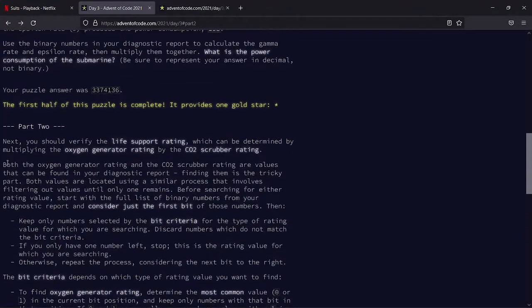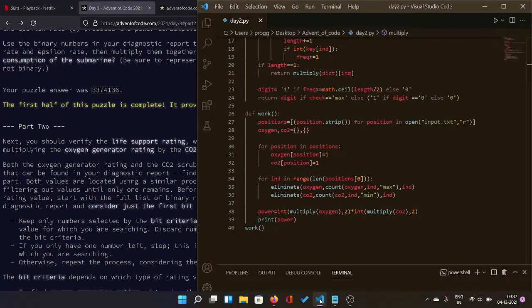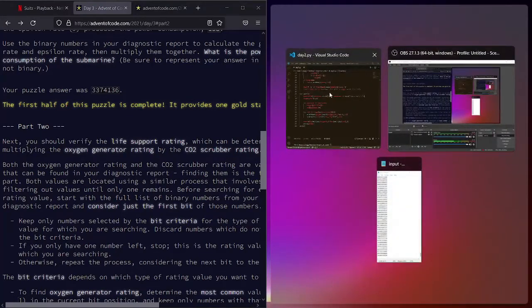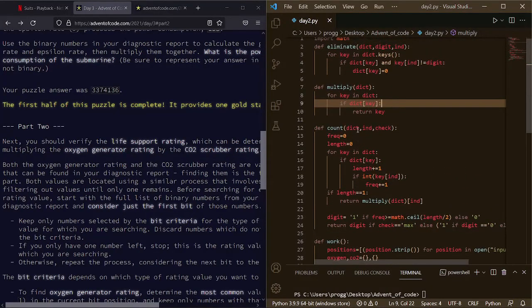So to simplify it, this is my function. I'll just split the screen. So this is my count function.